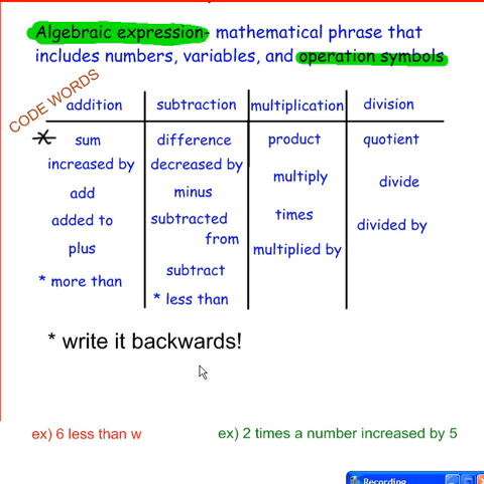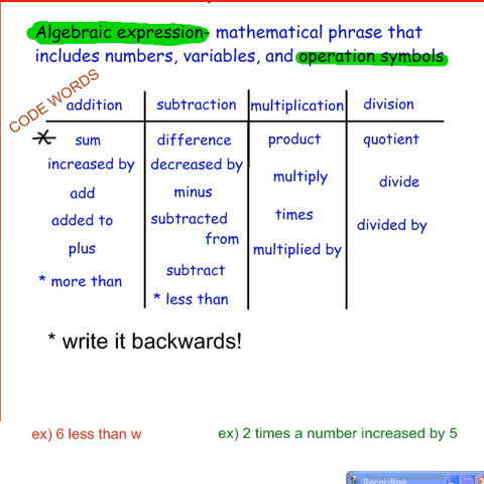Alright, so these are some code words that I have come up with. In the addition column, I've got sum, increased by, add, added to, plus, and more than. In the subtraction column, I've got difference, decreased by, minus, subtracted from, subtract, and less than. In multiplication, I've got product, multiply, times, multiplied by. And in division, I've got quotient, divide, and divided by. If you have any code words that are not listed in this table, definitely bring them to class. Let's talk about it and see which category they should fall into.